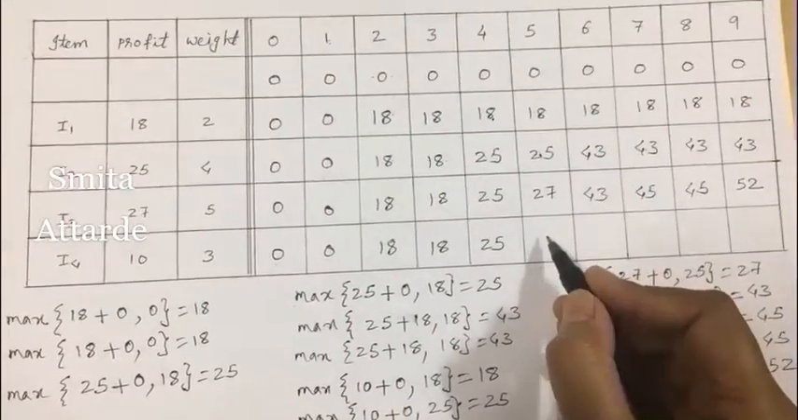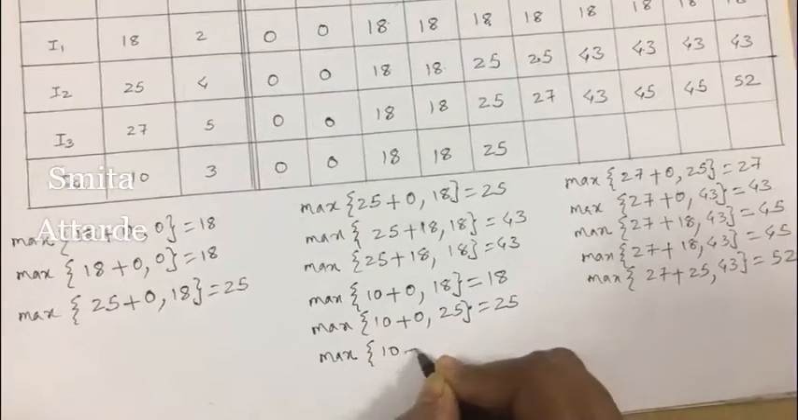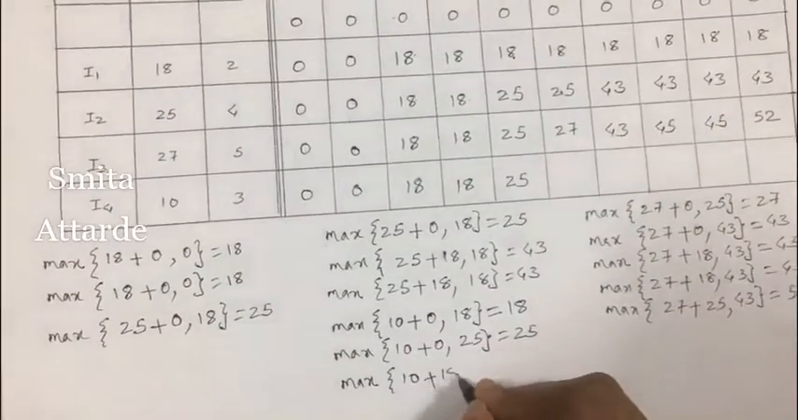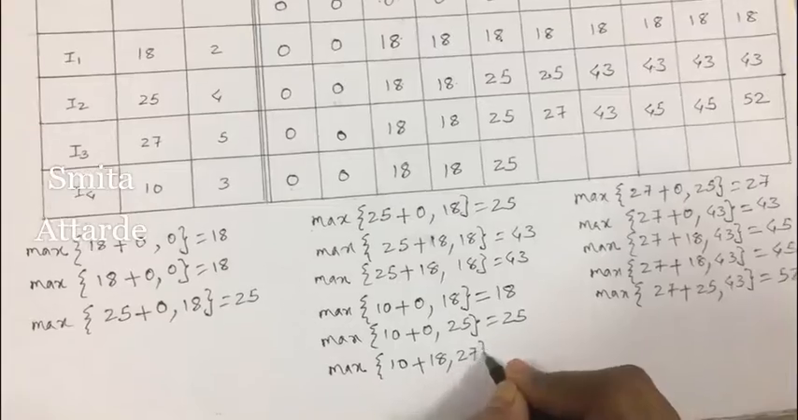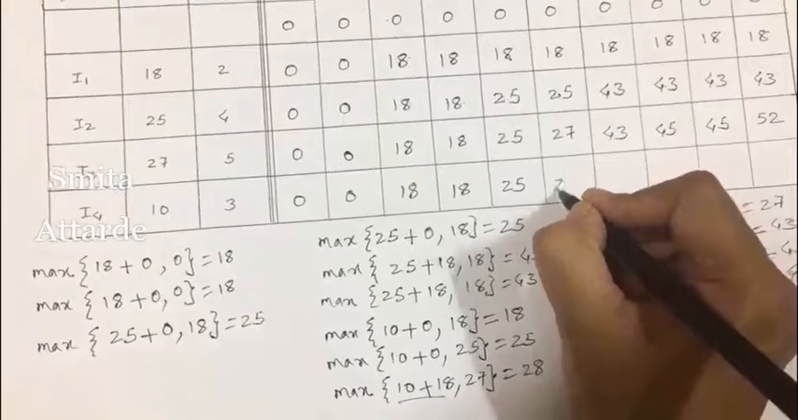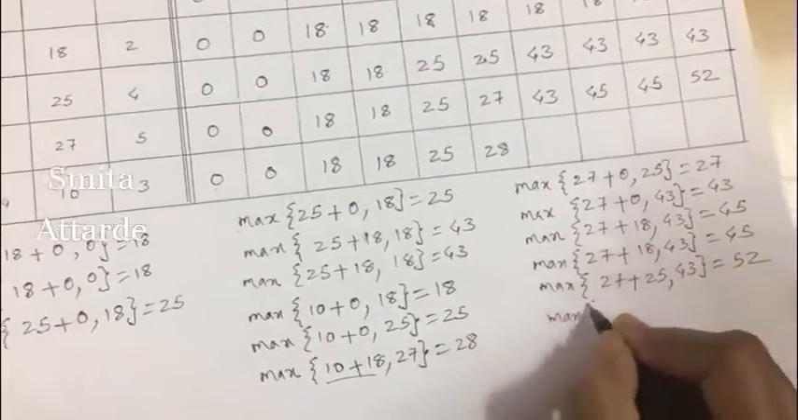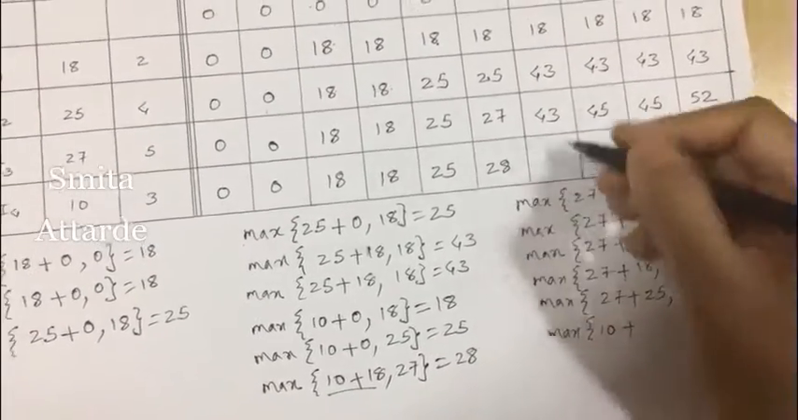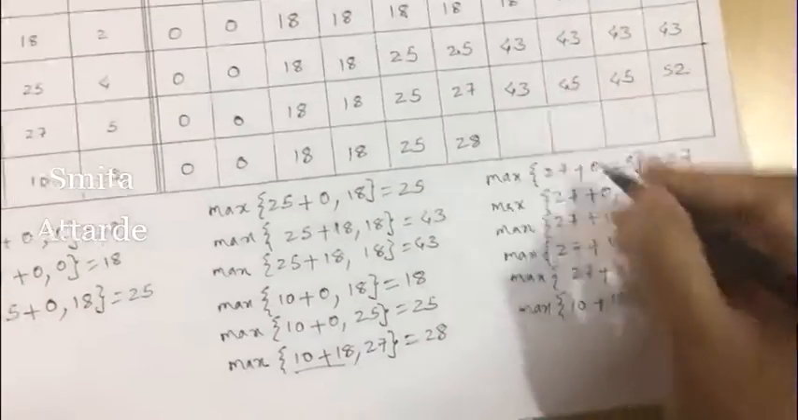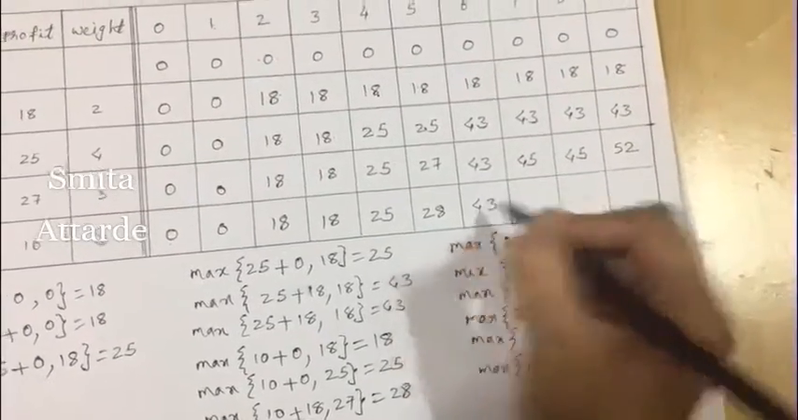Now this value, the formula I'll use. Profit of this item is 10 plus, one row above, 3 steps behind. 1, 2, 3. So 10 plus 18 and the above value is 27. So I get here 28. This is 28, this is 27. So I get here 28. Okay. Now this value, again max of profit of this item is 10 plus, one row above, 3 steps behind. 1, 2, 3. So 10 plus 18 and the above value is 43. So maximum is 43. I'll copy it here, 43.